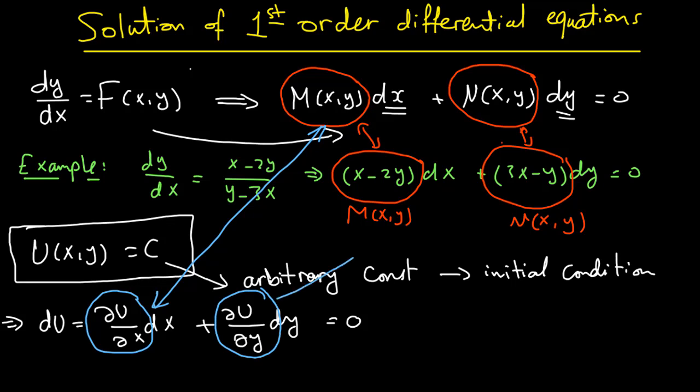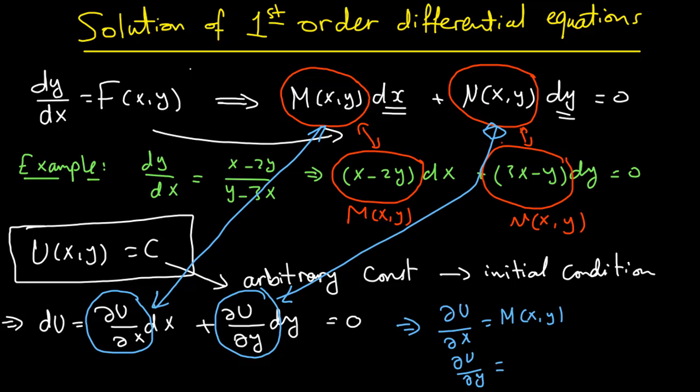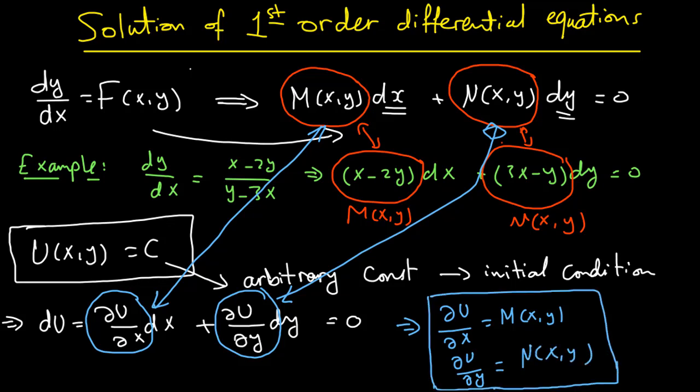And so by comparison we can conclude that partial u/partial x is equal to the function M(x, y), and partial u/partial y is equal to the function N(x, y). And this has to be true, otherwise we can't claim that the function u(x, y) = c is the solution of the given differential equation. And we will use this simple conclusion to find our solution later, as we will see.